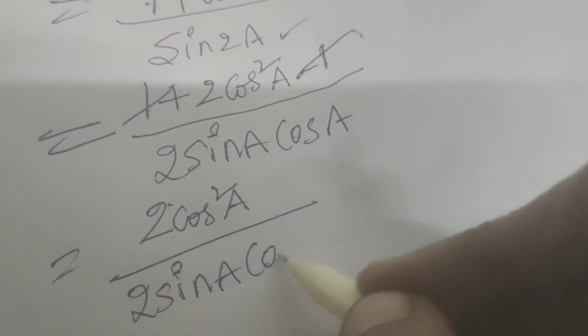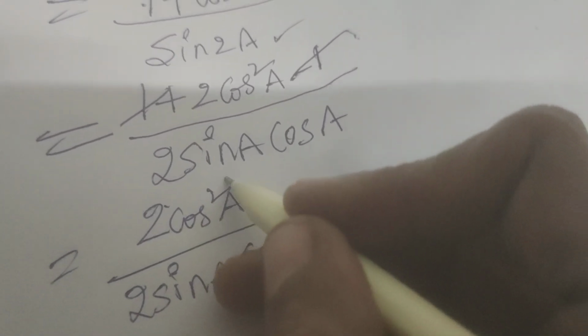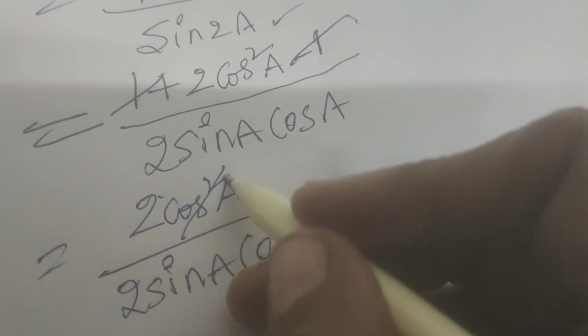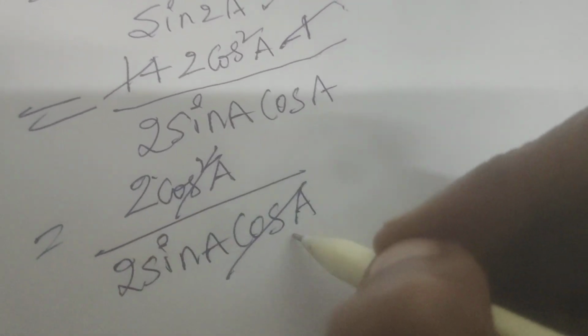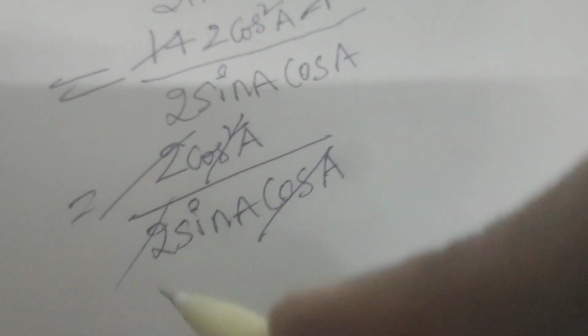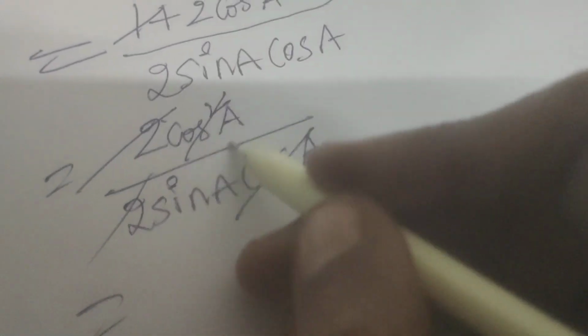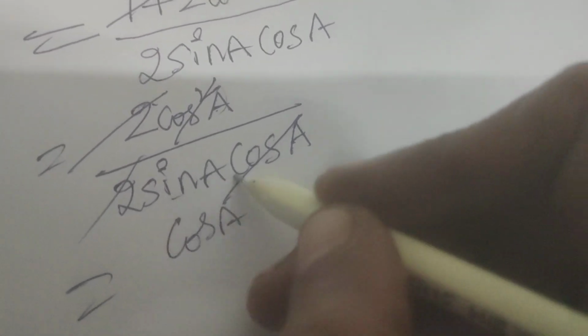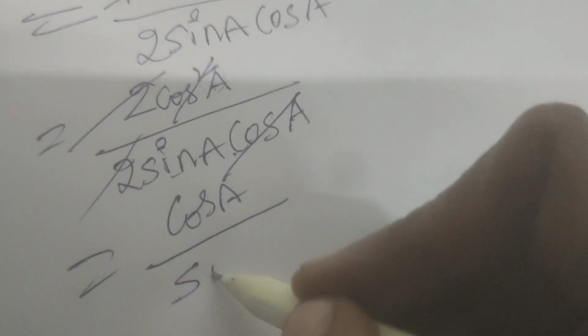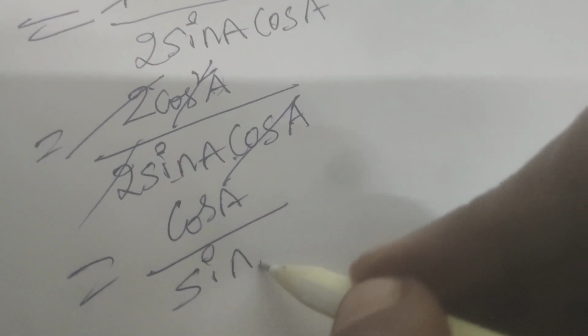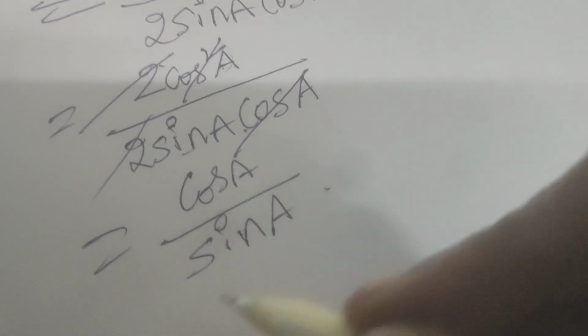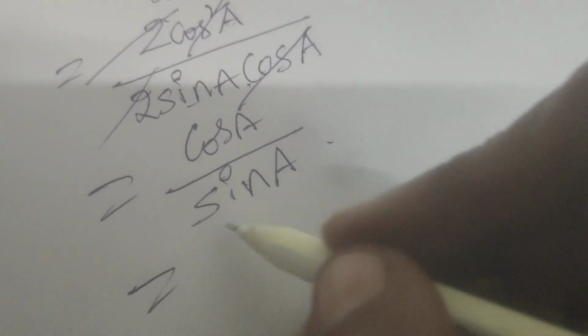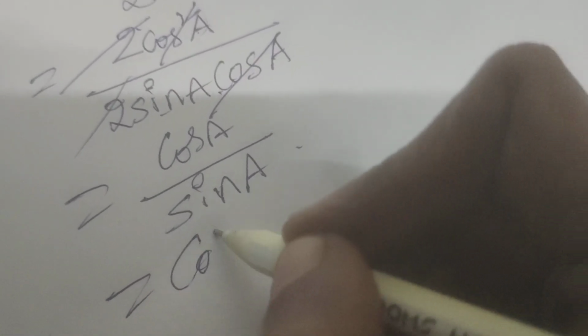cos A. Here in the numerator one cos A and the denominator cos A get cancelled, 2 gets cancelled. Next, write the remaining cos A by the denominator sin A. Hence cos A by sin A means the formula cot A.